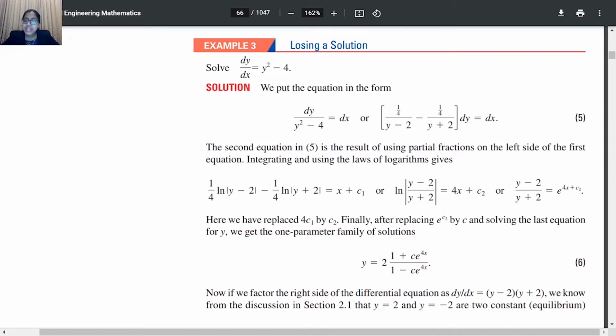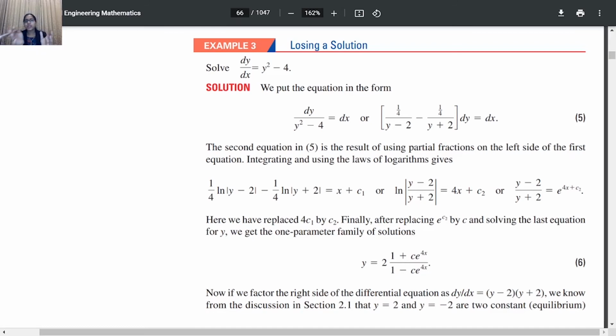Now if I put c is equal to 0, what will be the value of y? y will be equal to 2, right? So when c is 0, this y actually depends upon the variable x only and whatever constant we put. So if c is 0, I get y is equal to 2. But there is no value of c for which I can obtain y is equal to minus 2.